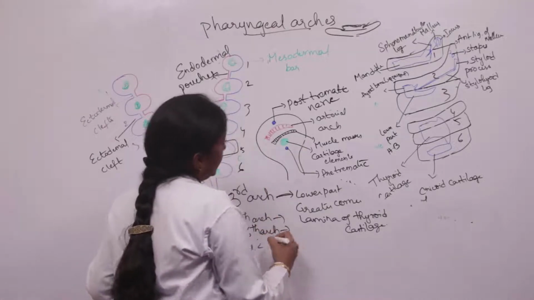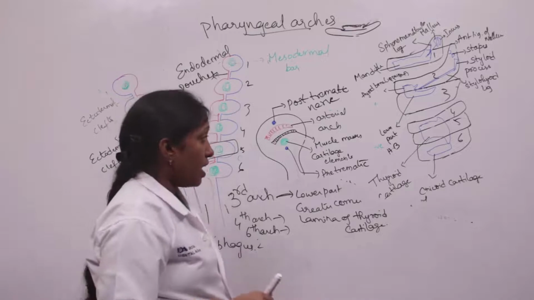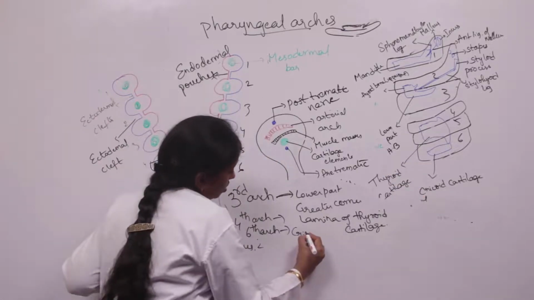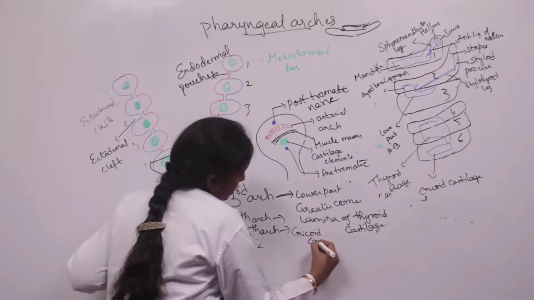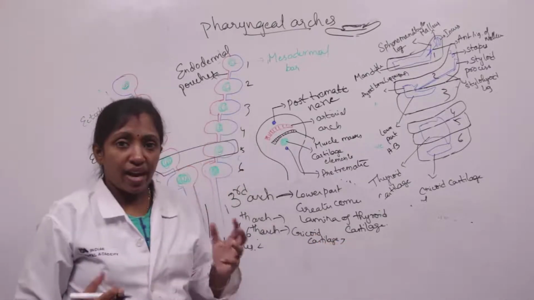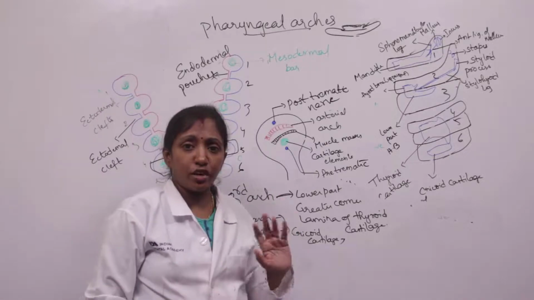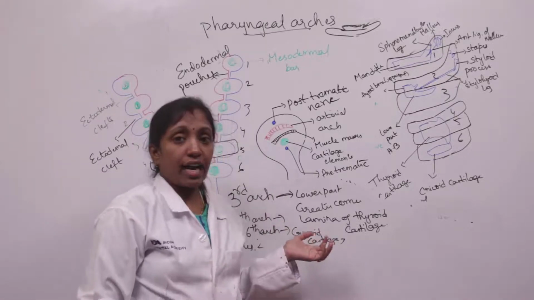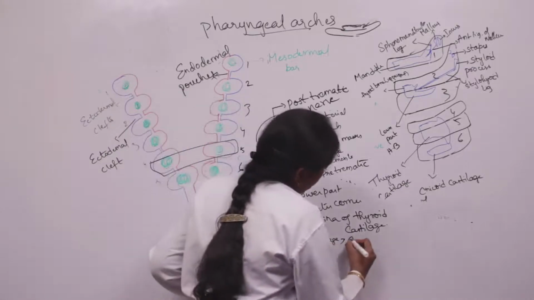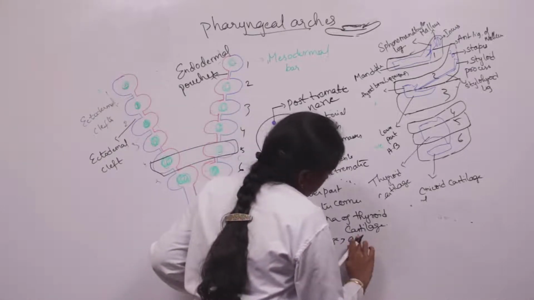The sixth arch skeletal or cartilage elements give rise to the cricoid cartilage as well as the arytenoid cartilages. These are the cartilages of the larynx: the thyroid cartilage, cricoid cartilage and arytenoid cartilages.